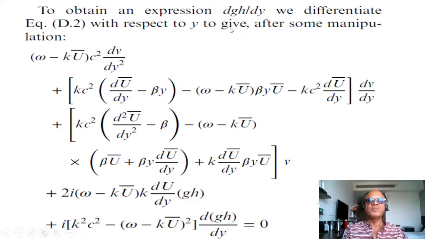Okay. To obtain the expression for d(gH)/dy, we differentiate D2 with respect to y to give, after some manipulation, this very long equation. Now you know why this was moved to the appendix. I don't even want to say much, but just stare at it and make sure you at least recognize all the terms: the background flow, the gravity wave speeds, Doppler shifts, meridional and zonal perturbations, Coriolis terms, vorticity terms, etc.